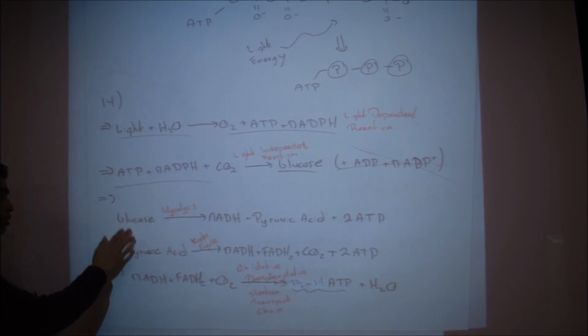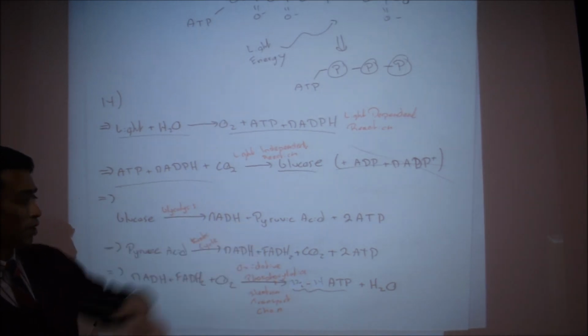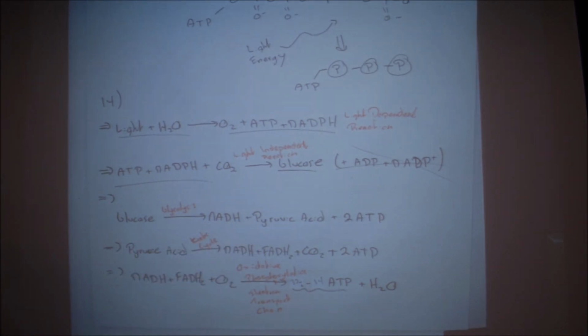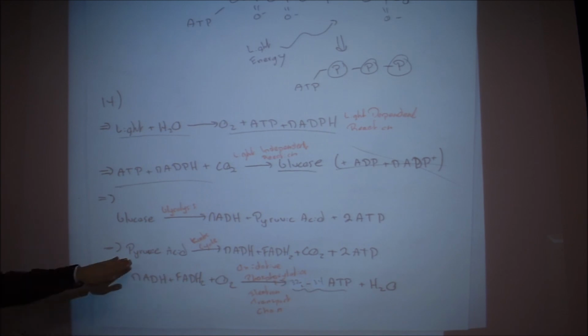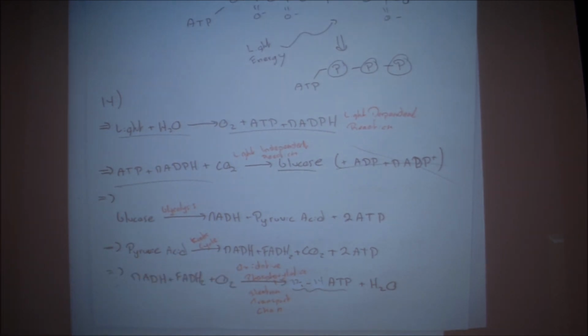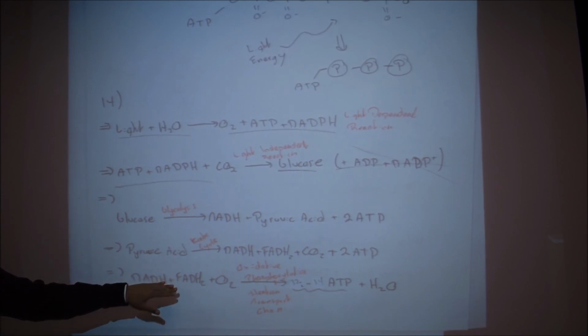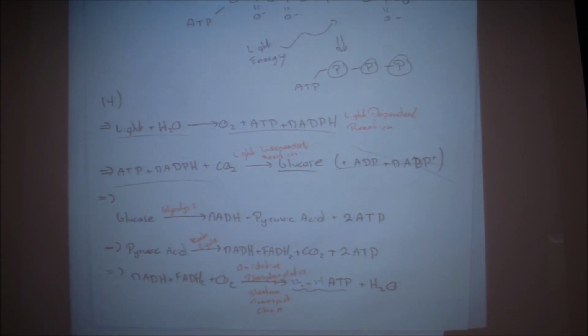For this one right here, glucose in glycolysis is broken down into NADH plus pyruvic acid plus 2 ATP. For the Krebs cycle, you have pyruvic acid, and it's being broken down into NADH, FADH2, CO2, and 2 ATP. For the one below, oxidative phosphorylation and electron transport chain, you have NADH coming in with FADH2, and then you have the O2, right? And then O2 is coming in, and H2O is coming out, and you produce a whole bunch of ATP.